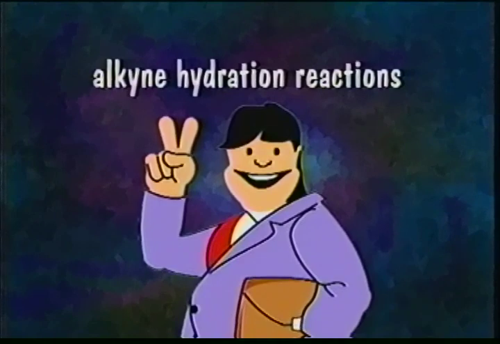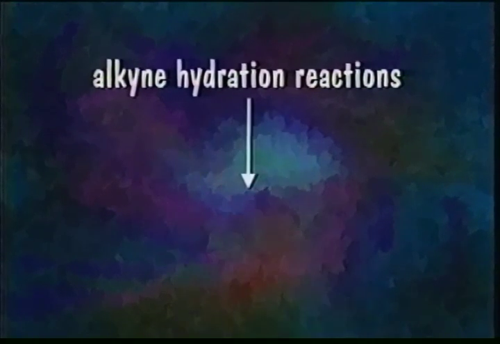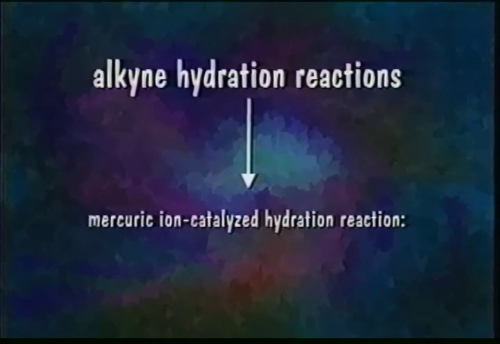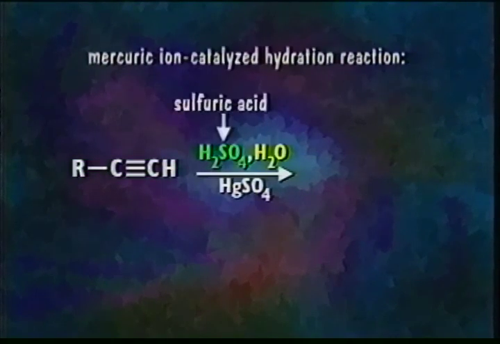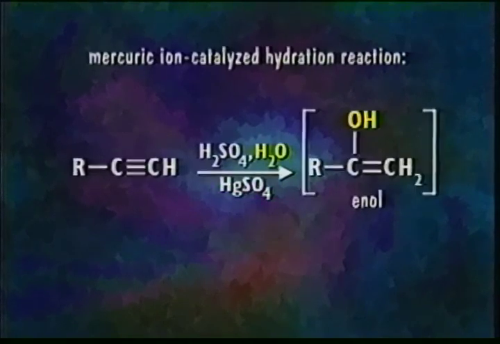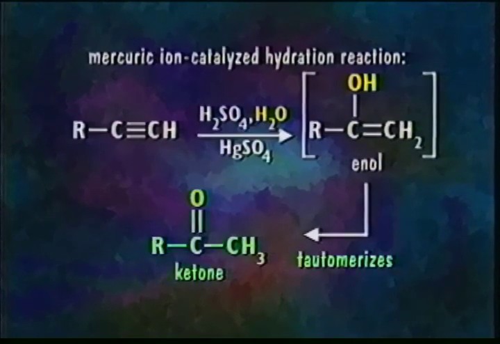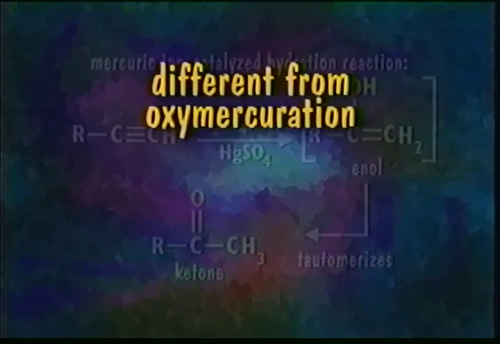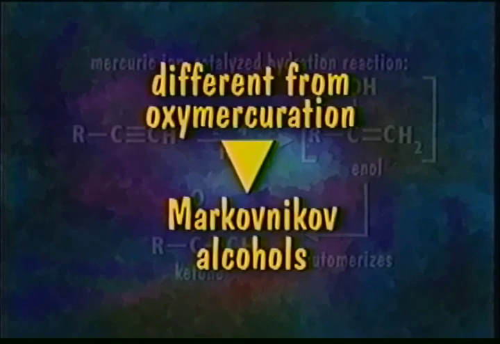There are 2 alkyne hydration reactions. The first is the mercuric ion catalyzed reaction. An alkyne in the presence of sulfuric acid, water, and mercuric sulfate reacts to yield an enol which quickly tautomerizes to form a ketone. This is a little different from the oxymercuration reaction with alkenes, which produced Markovnikov alcohols.